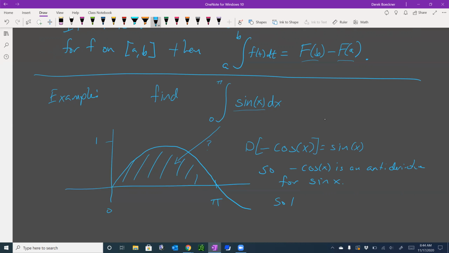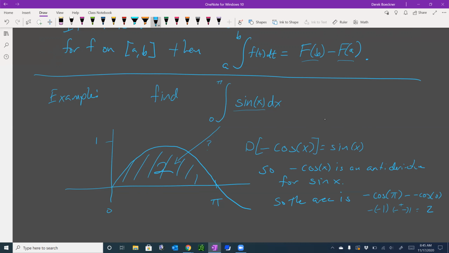So this area is minus cosine of pi minus minus cosine of 0, which is minus 1 minus 1... and that's a plus, so this is 2. So there's 2 under that lobe. Yeah.